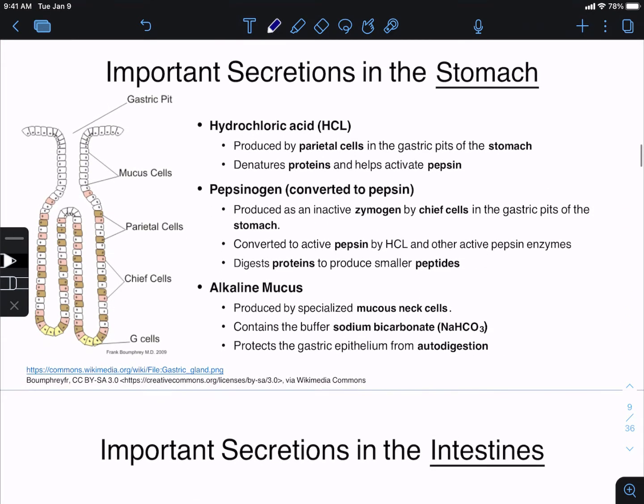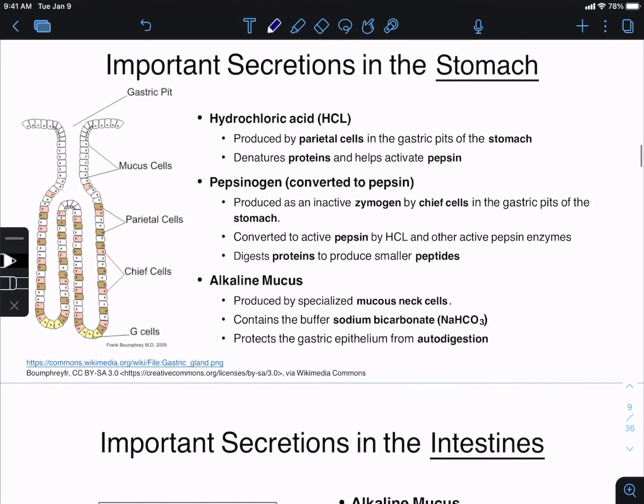Moving on to the stomach, we have a number of very important secretions here. And again, I'm going to start from the bottom. First things first, we need to secrete a nice, thick, protective layer of mucus in our stomach. It's going to coat our stomach lining. It is alkaline, which means it will buffer. It contains the very important buffer sodium bicarbonate, and that ability to buffer is actually quite important.